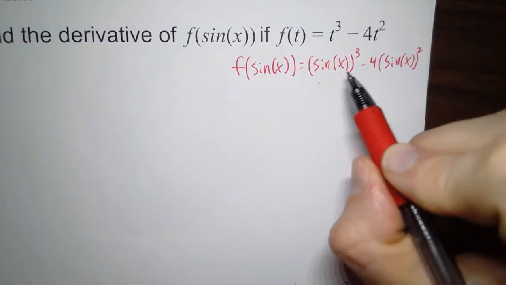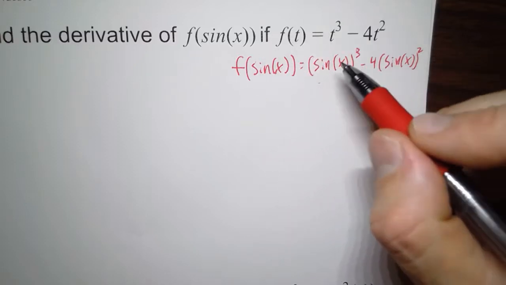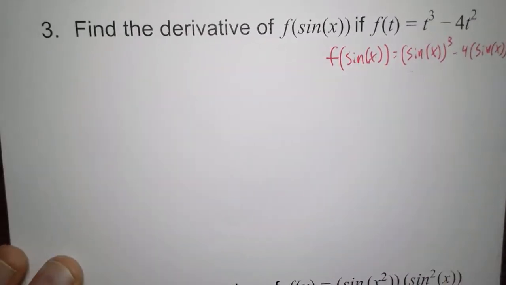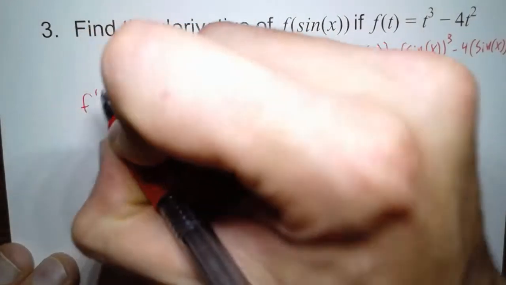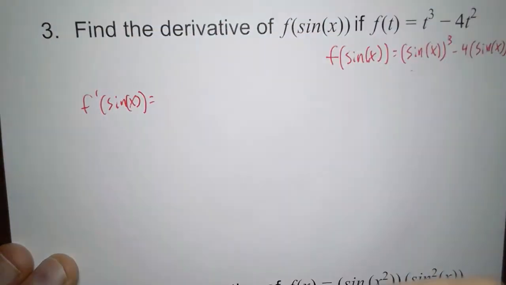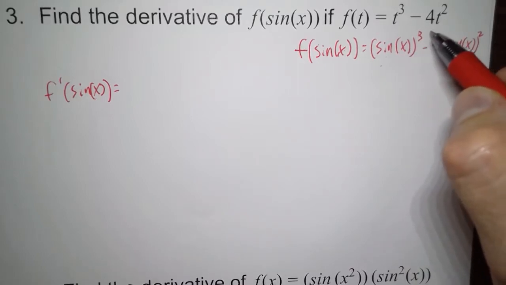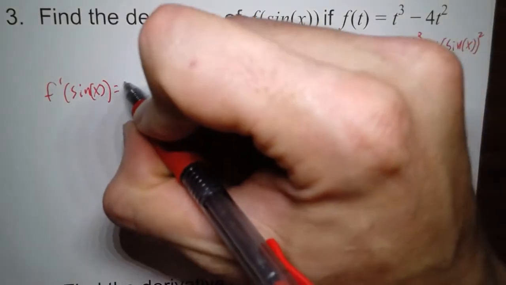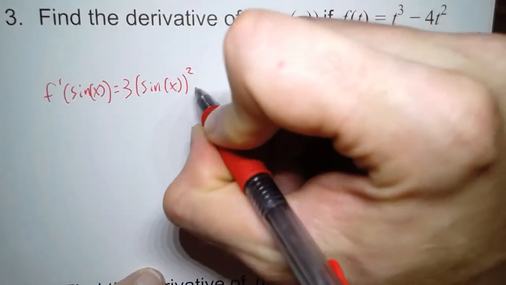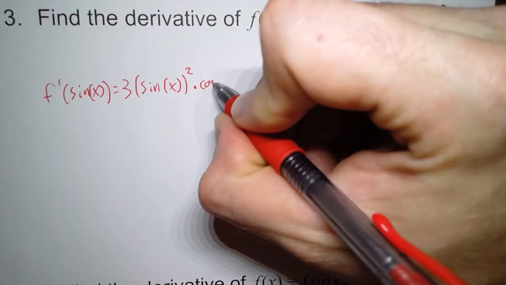Now we want to take the derivative of this function, and that's going to be chain rule, because we have a function within a function. So our derivative, f prime of sine x, is going to be equal to this term. Now that calls for chain rule. So we look at the outside function, and that's being cubed. So anything to the third power, that derivative is 3 times the base squared. And then we multiply by the derivative of the inside, which is cosine of x.